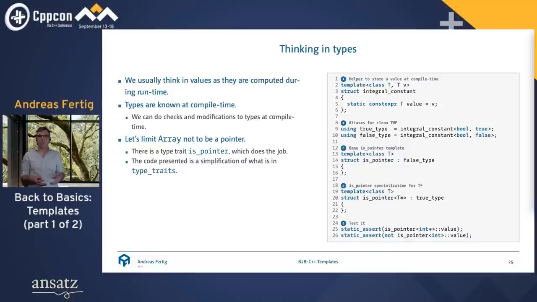And how do I do that? This is a short version of what's in the type traits header. It starts at A here with a template struct, integral constant. It takes a class T, and it uses that deduced type to create a non-type template parameter V. Internally, it has a static constexpr T named value to which it assigns this value. And then in B, in line number 9 and 10, I can create an integral constant of type bool true and type bool false. I assign that using a type alias called true type and false type.